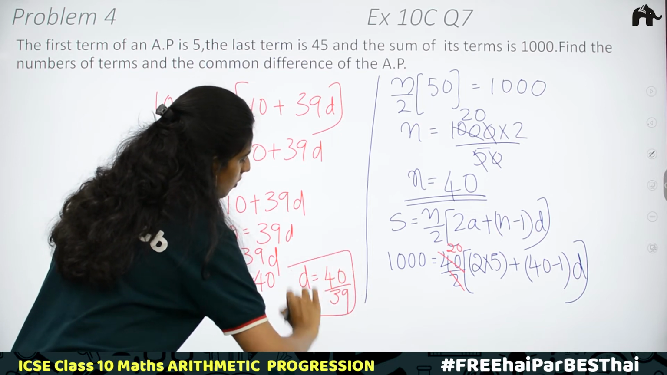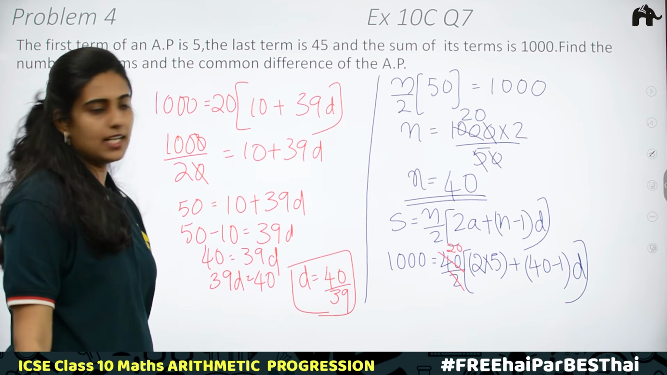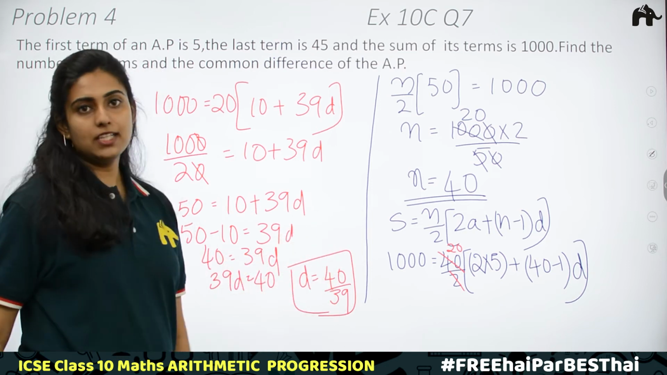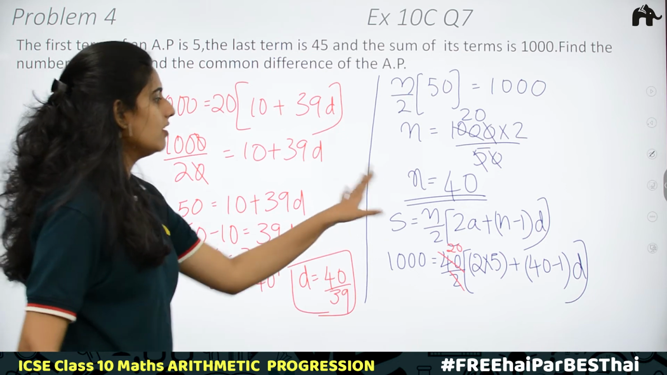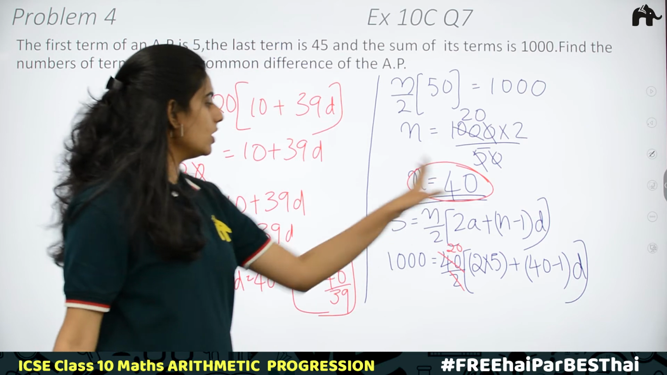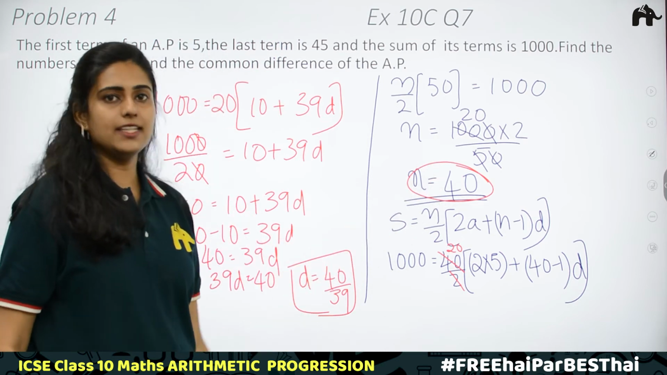We are not getting a whole number. Still that is possible, right? The value of D can be fractions, decimals, anything. 40 divided by 39 is the value of D, and we have determined the number of terms, which is 40. n is equal to 40 and D is equal to 40 by 39.